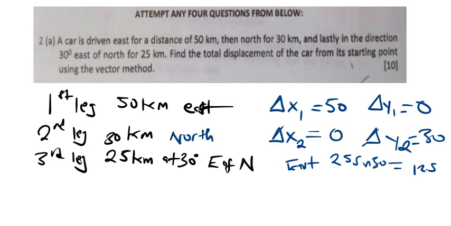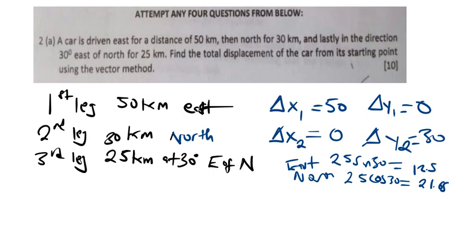Then for the x component, we're going to have 25 cos 30. 25 cos 30, what does it give me? It gives me 21.65. Okay, that is what we have as our answers. Now what are we now going to do? We are going to add all the x components and all the y components.